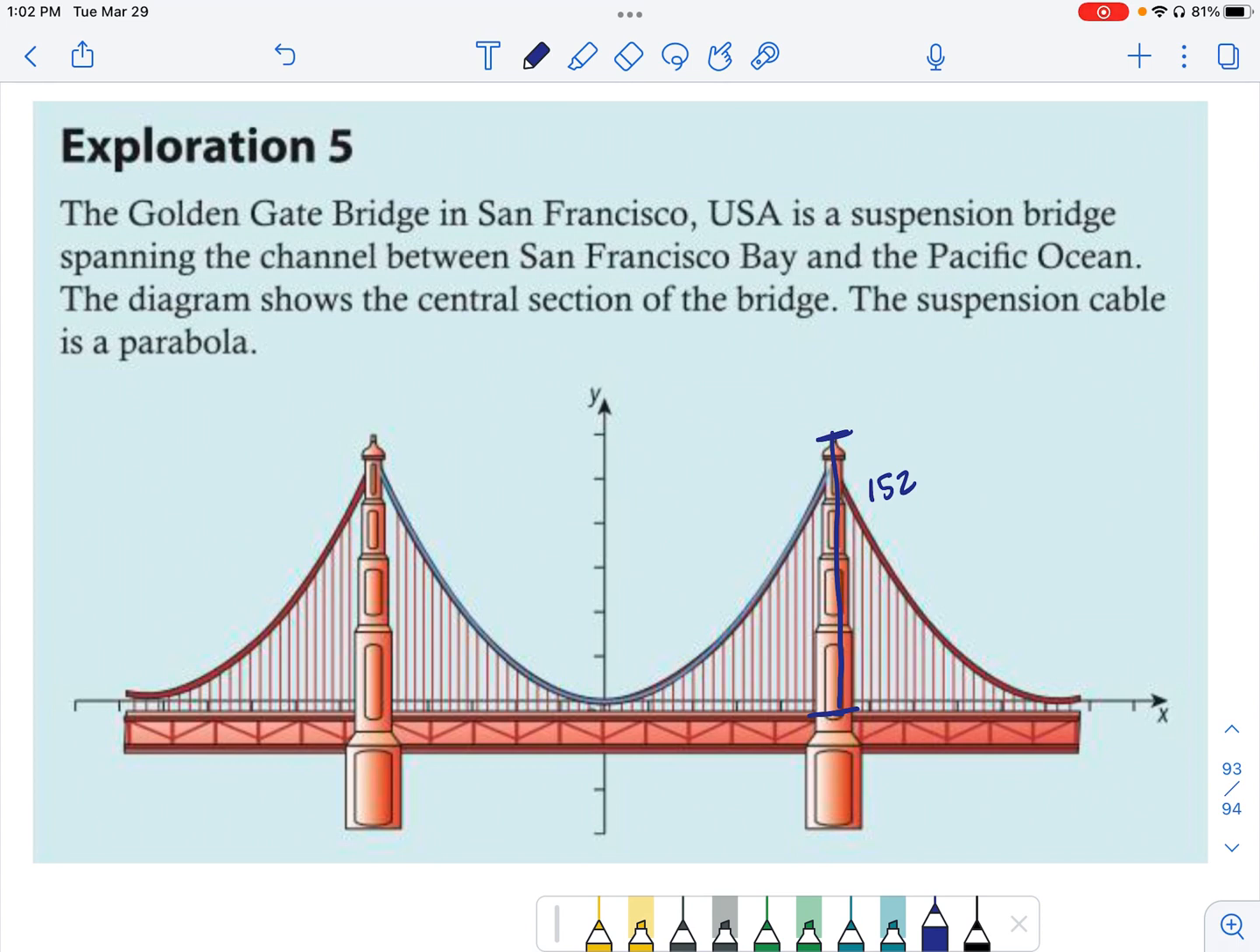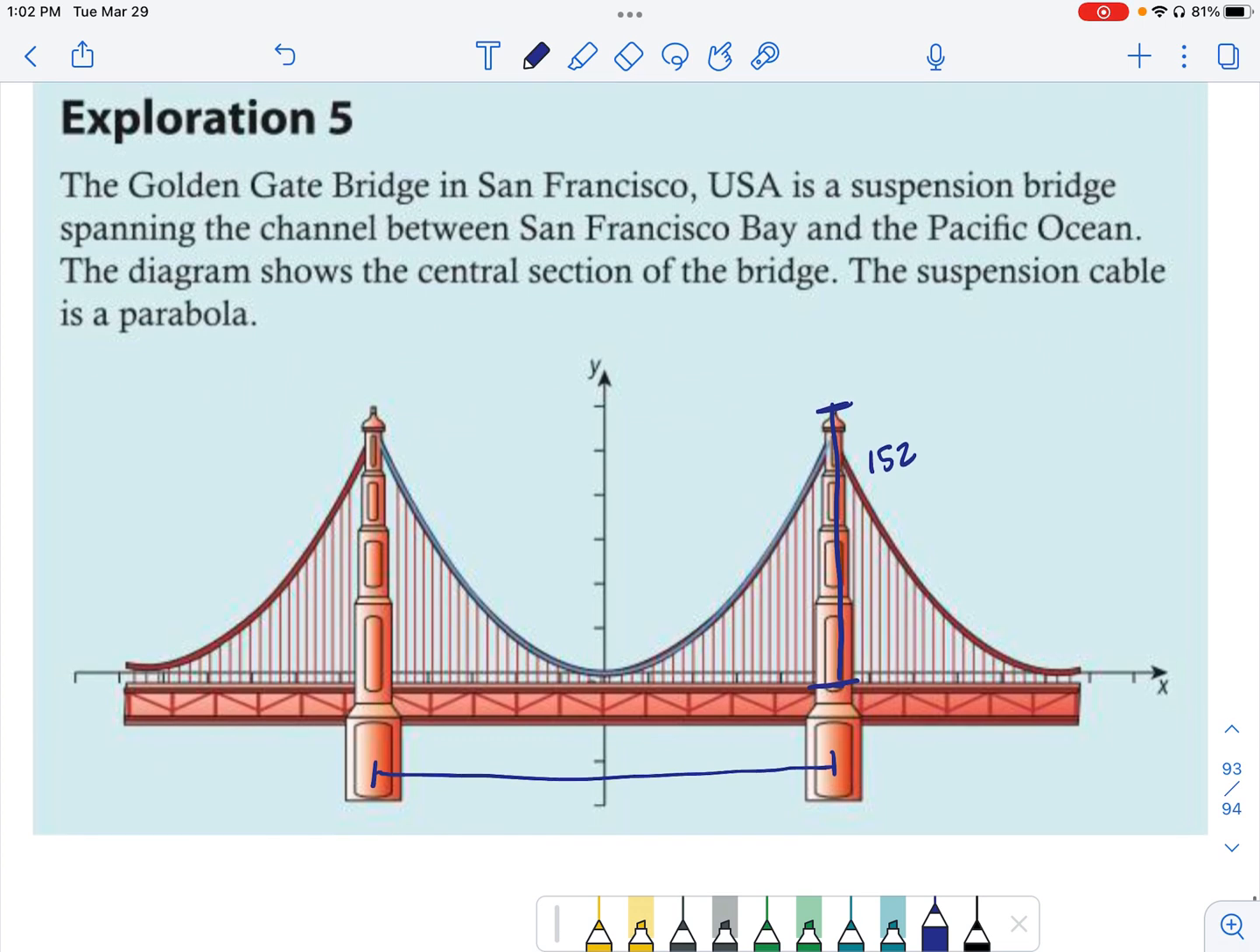We also see by looking at the picture on that website that the two towers are 1,280 meters apart. Notice that I've chosen to use meters, and I'm using meters every time. If I were going to use feet, I could do that, but I would need to use feet every time. So the distance between these two towers is 1,280 meters.